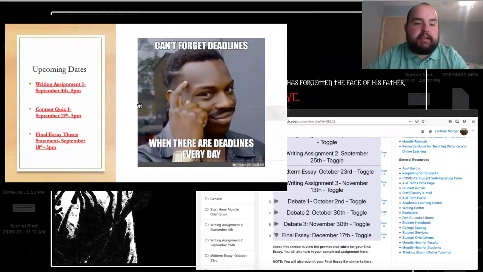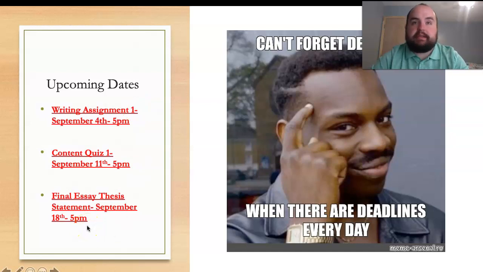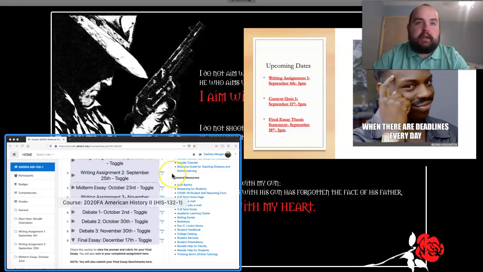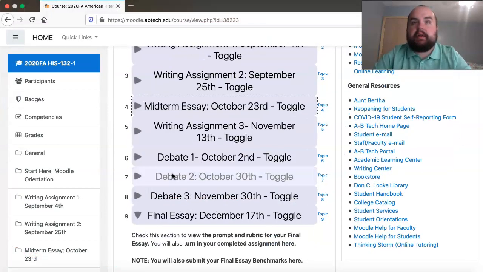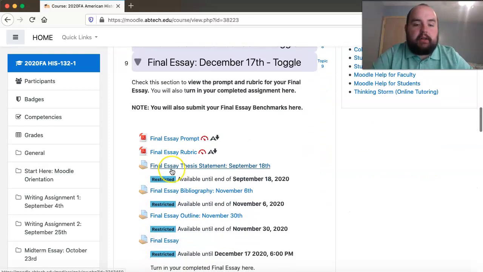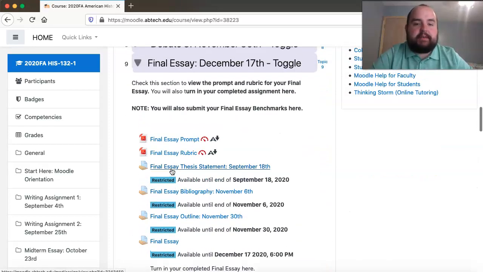Lastly, just to mention again, I mentioned the final essay thesis statement, but also make sure we're all clear on how that works. As you hopefully have seen on your syllabus, you will have 3 assignments that are going to check your progress on the final essay throughout the semester. The first one is the thesis statement, obviously. All of that information and submission stuff can be found in the final essay section of Moodle.